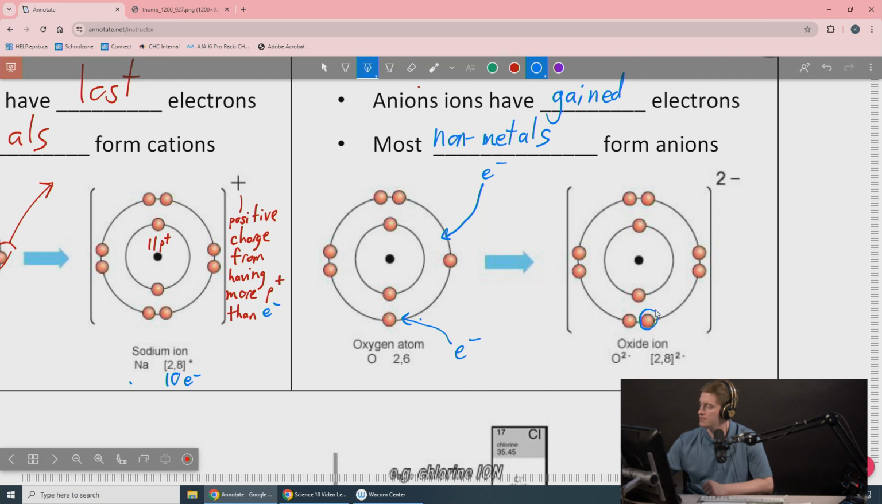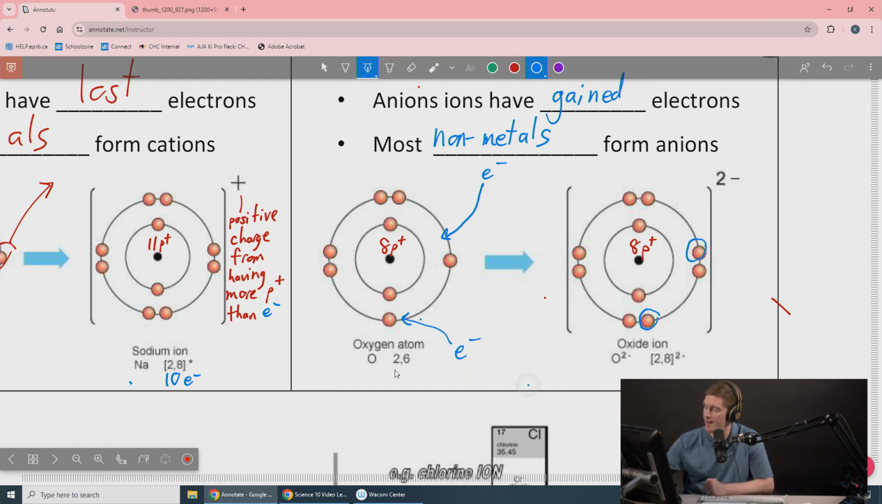This forms this oxide anion, where these 2 electrons have now been added. Remember that an oxygen atom, which has atomic number 8, will have 8 protons in its nucleus. The oxide ion also has 8 protons in its nucleus.